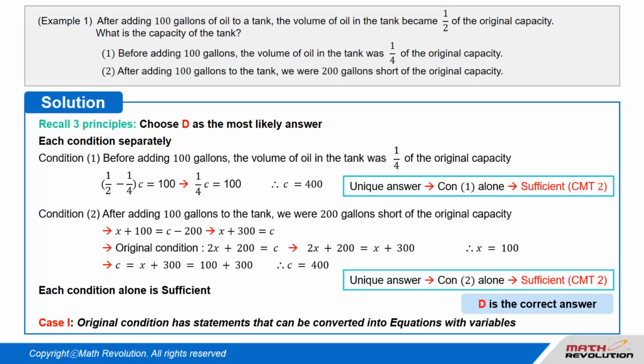As shown above, in case 1, the original condition has statements that can be converted into equations with variables. Let's study hard and get a score above 50 in the GMAT math. Answer D.